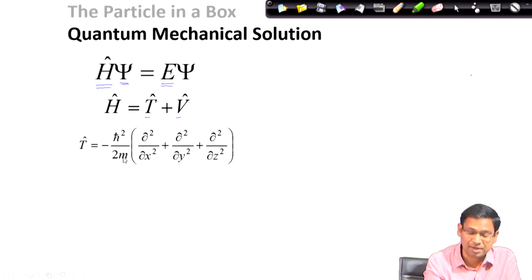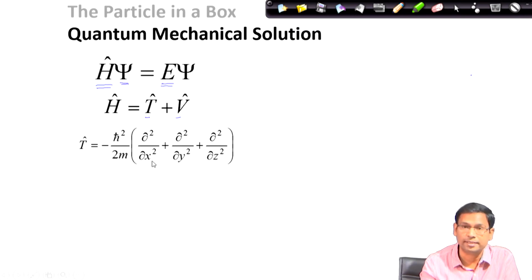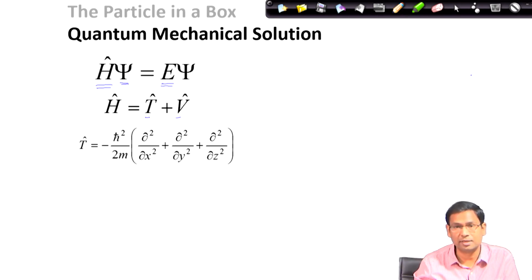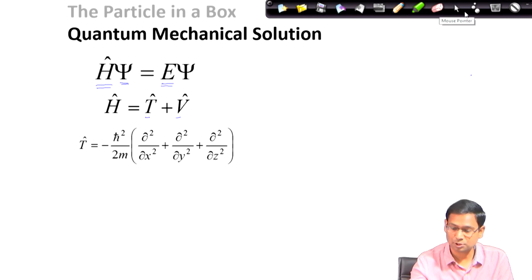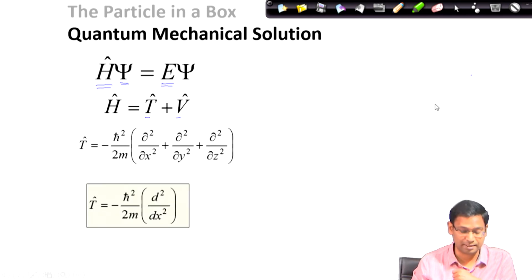If a particle has a mass of m and it is allowed to move in all three directions, this is the kinetic energy operator for that particle. But in today's class, we will restrict our discussion to a simpler system. Instead of looking at the particle's movement in all three directions, we will restrict the particle to move only along one direction, and that is along x direction. So, that would actually simplify our kinetic energy operator.